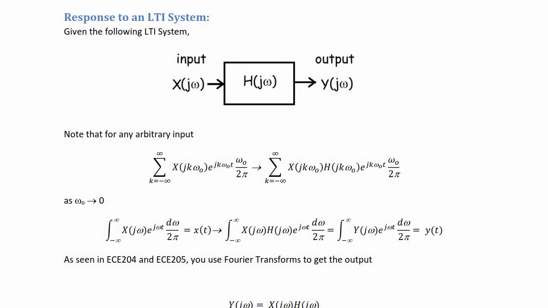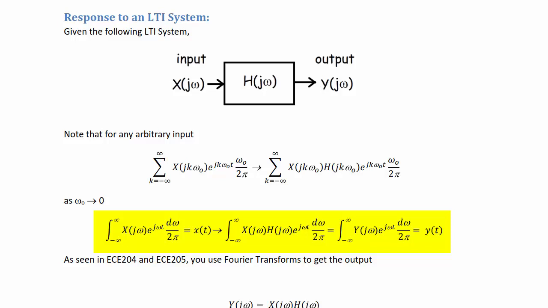Response to an LTI system. Given the following linear time invariant system, where the input is X of j omega, the output is Y of j omega, and the system has a frequency response of H of j omega. For an arbitrary input, when we were doing Fourier transforms, we had that the summation as k goes from negative infinity to infinity of X of jk omega naught e to the jk omega naught t, times omega naught over 2 pi, yields an output of the summation from k equal to negative infinity to infinity X of jk omega naught H of jk omega naught e to the jk omega naught t, times omega naught over 2 pi.